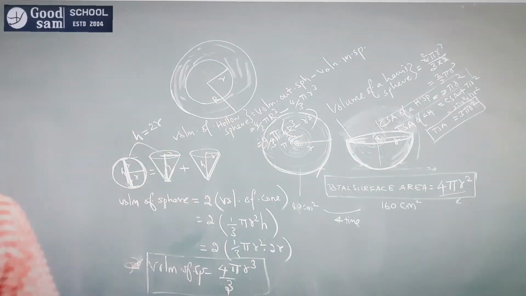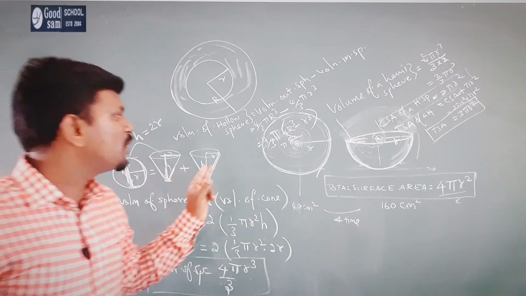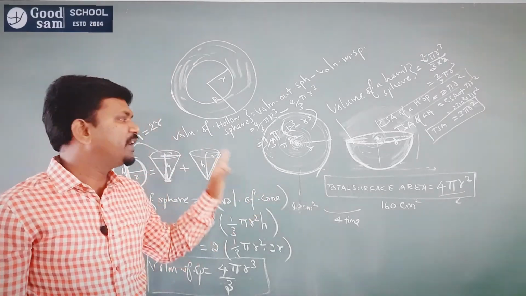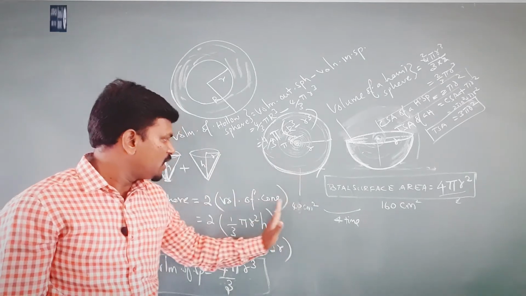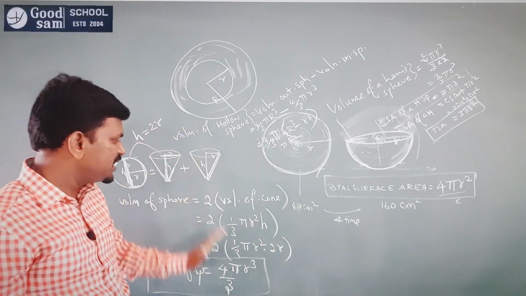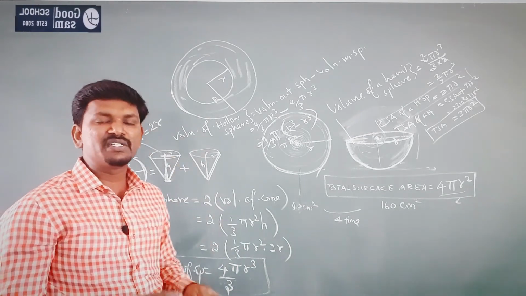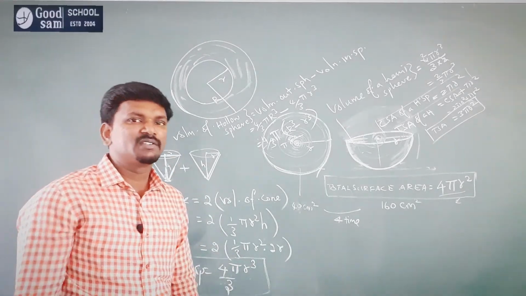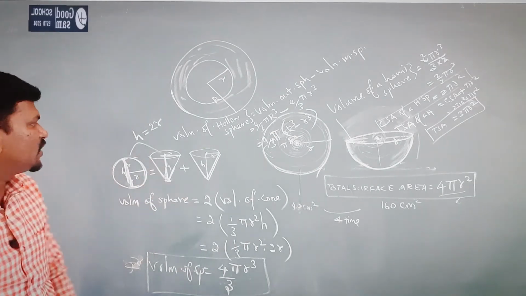Very simple concept. The only thing is you should have a clear understanding about the formula. Why are we using this formula? What does capital R mean, what does H mean, and what is the relation between each shape and its volume? So we should have all these ideas.